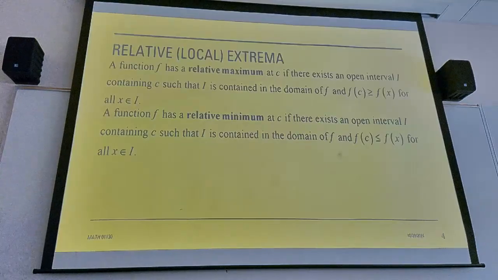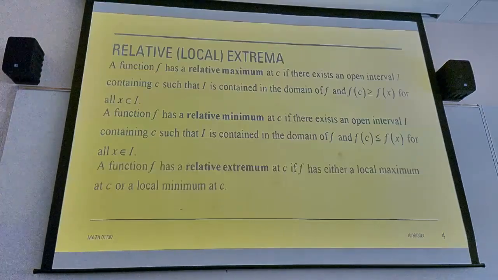Right, there's a relative min at C if there exists some open interval I containing C, such that I is contained in the domain of f, and f of C is less than or equal to f of x for all x in I. So you can create an interval where C is the smallest value. And collectively they are called relative extrema.